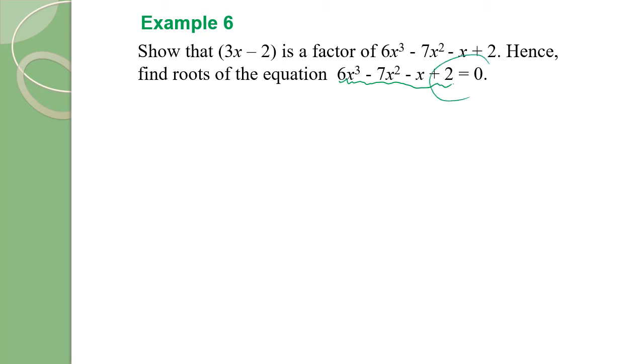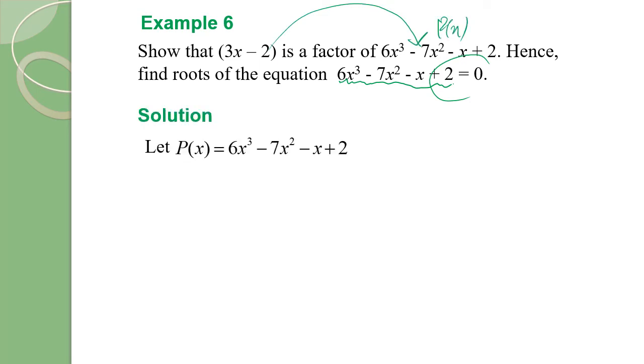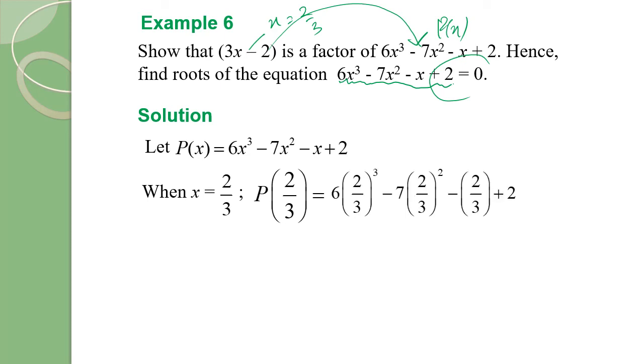So how do we show that this is a factor of this one? This is our polynomial, 6x cubed minus 7x squared minus x plus 2. To show that 3x minus 2 is a factor, you can substitute x equal to 2 over 3. So P of 2 over 3, what is the value? The value should be equal to 0. So show that 6 of 2 over 3 cubed minus 7 of 2 over 3 squared minus 2 over 3 plus 2. Use your calculator, you get 0.